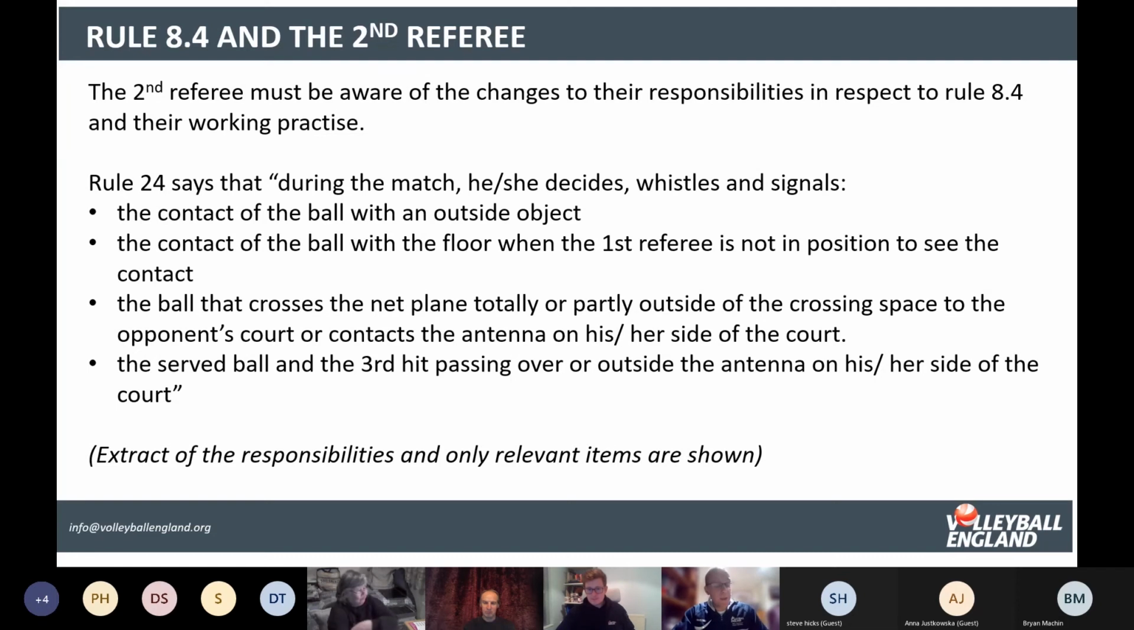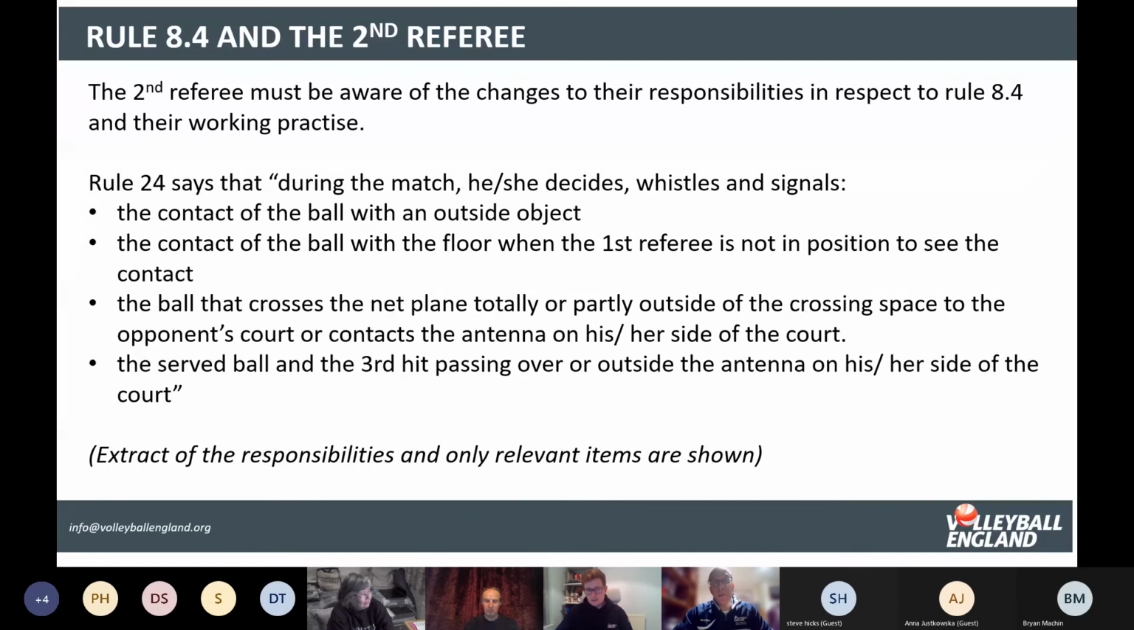Now, one thing to remember when you're going to signal out is this: let's say you've got an attacker and a block, and you're going to be with the block. The attacker hits the ball and it hits the antenna. In order for you to signal it out, you're now on the wrong side of the net. So you need to change sides and whistle out, then signal, and then the first referee knows, because of your position, which way the ball's going. If you whistle and signal out, and don't move, the referee will think that the ball has contacted the antenna off the block. So you need to be careful.